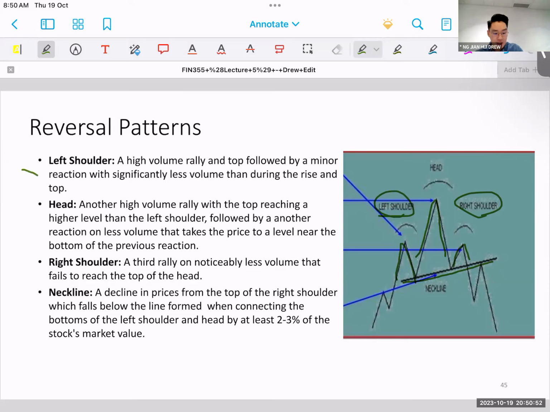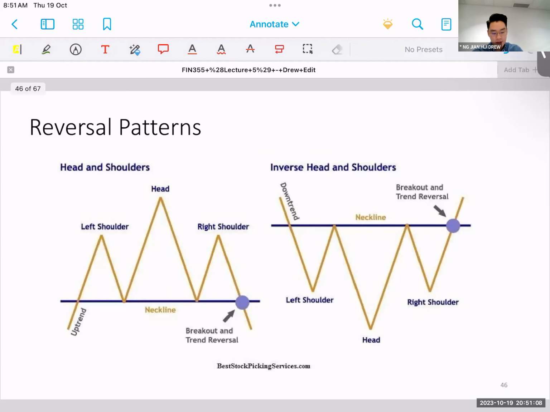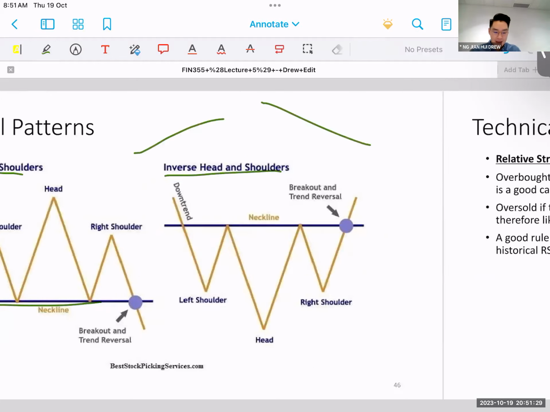So these are the explanations of the left shoulder, right shoulder, and head. So there is a normal head and shoulders. There's an inverse head and shoulders as well. It goes downwards, as you can see here. The neckline can be a straight neckline, or maybe it can be an inclined or declined neckline, right? So those are different types of necklines.